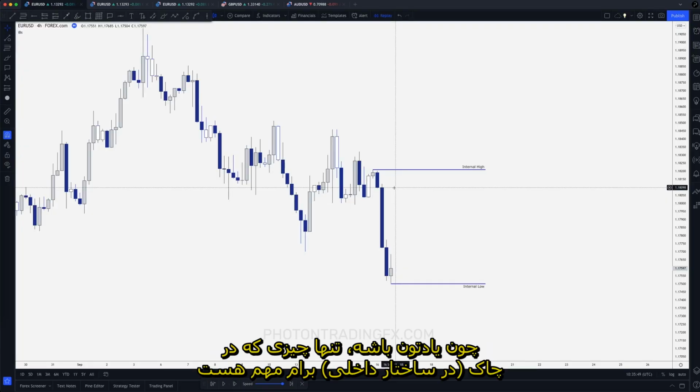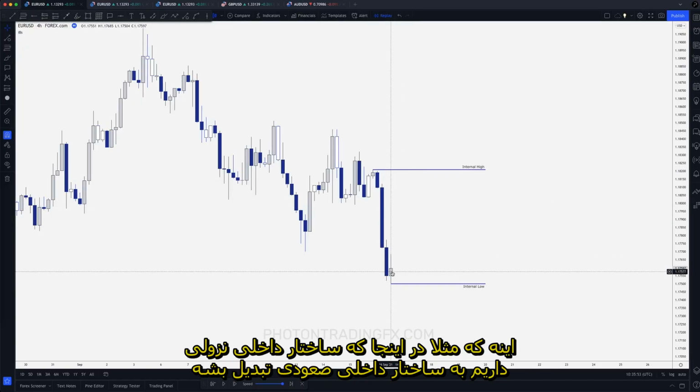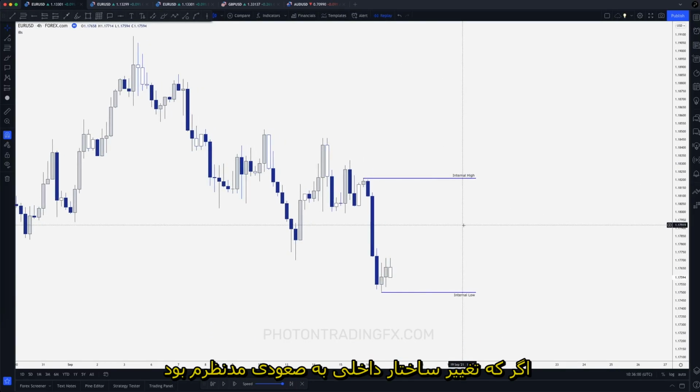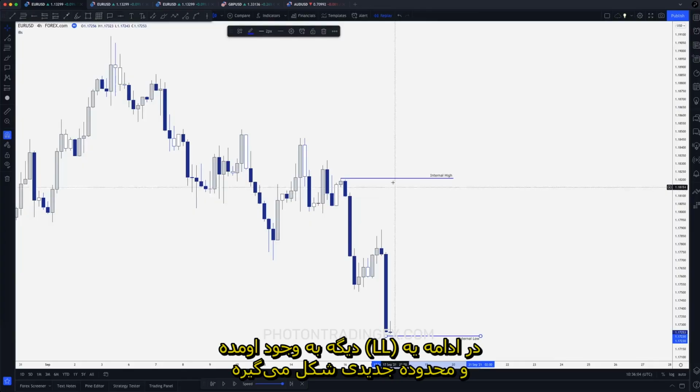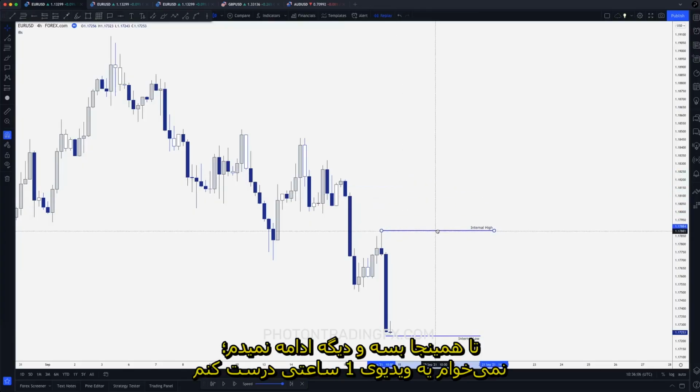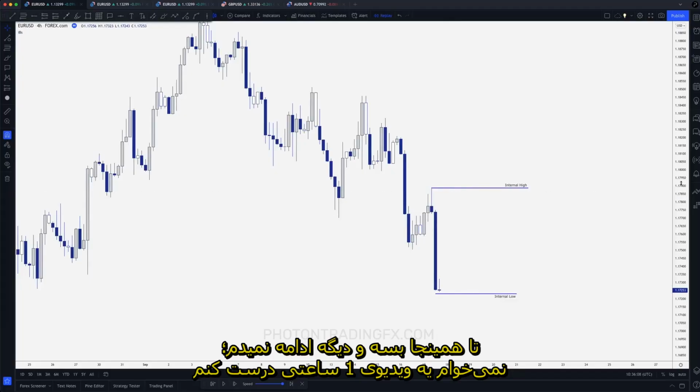Because remember, all I am interested in from a change of character perspective, or from an internal structure perspective, is this: we're bearish at the moment on the internal structure, but I'm waiting for it to switch bullish. That would be the bullish change of character. So now, again, we make another lower low, and that becomes our new range. So I'm going to leave that there. I'm not going to keep going because I don't want this video to be hours long.